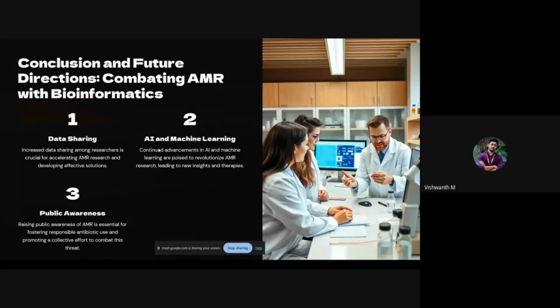And AMR is a very serious challenge, but bioinformatics offers hope. It helps us understand how germs resist antibiotics, and it guides the development of new treatments. It supports smarter, faster responses to outbreaks. By combining scientific innovation with global cooperation, we can build a future where AMR no longer poses a major threat.